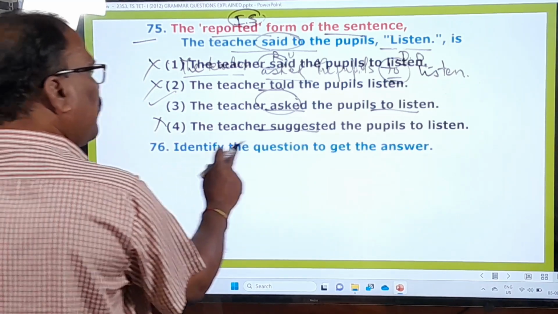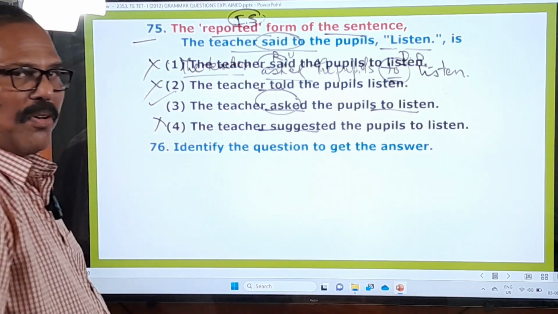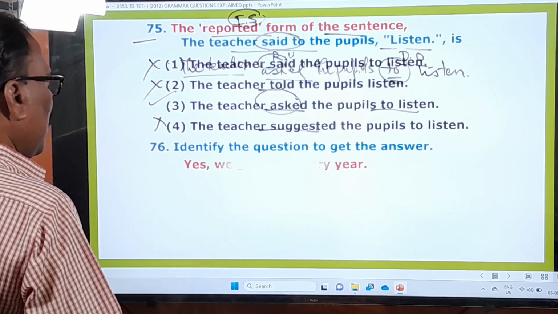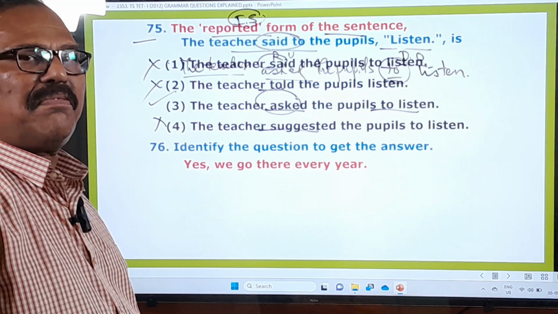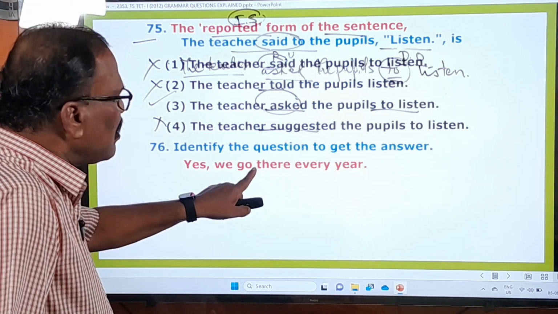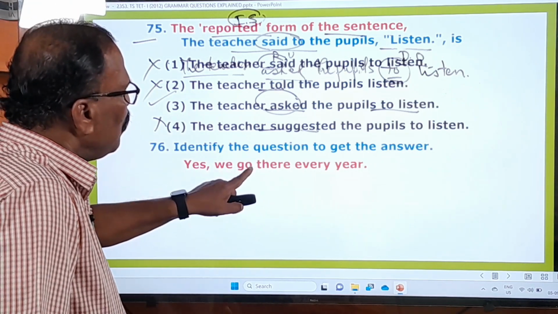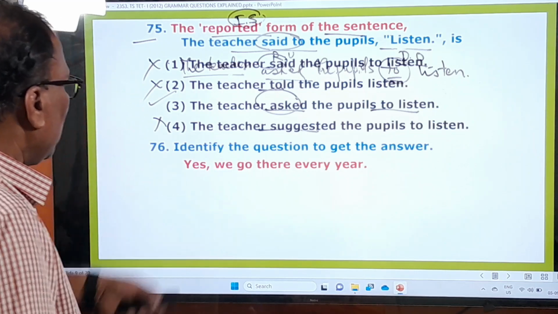76th one. Identify the question to get the answer. What is the answer given here? "Yes, we go there every year." When do you give this answer? To which question do you give this answer? Let us see the questions given here.